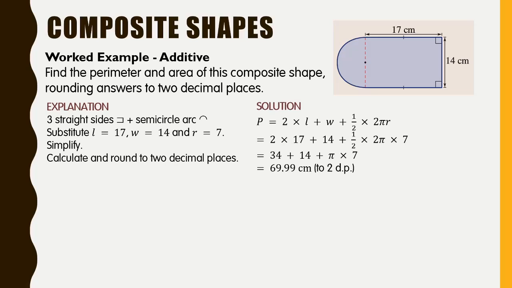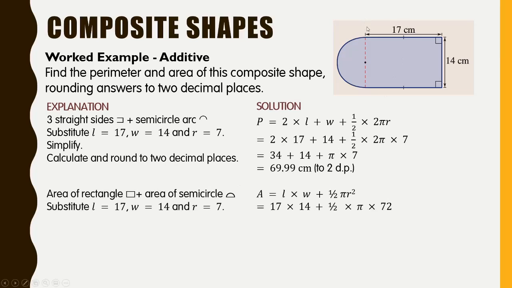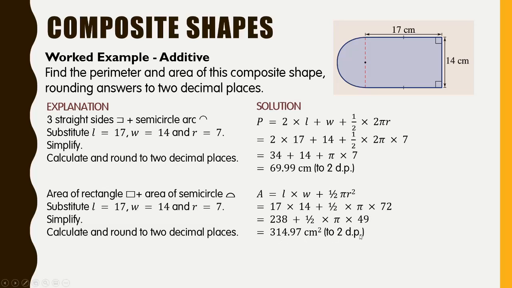Next, we're going to work out the area. Now the area is, we've got a rectangle and we've got a semicircle. So again, length times width is our area for our rectangle, plus half of pi r squared, because that's our half circle we've added on. Again, we substitute in all the numbers, type it in our calculator and solve it. Our answer is 314.97 centimeters squared. Because we're talking about area here, we've got to make sure that the units are units squared.